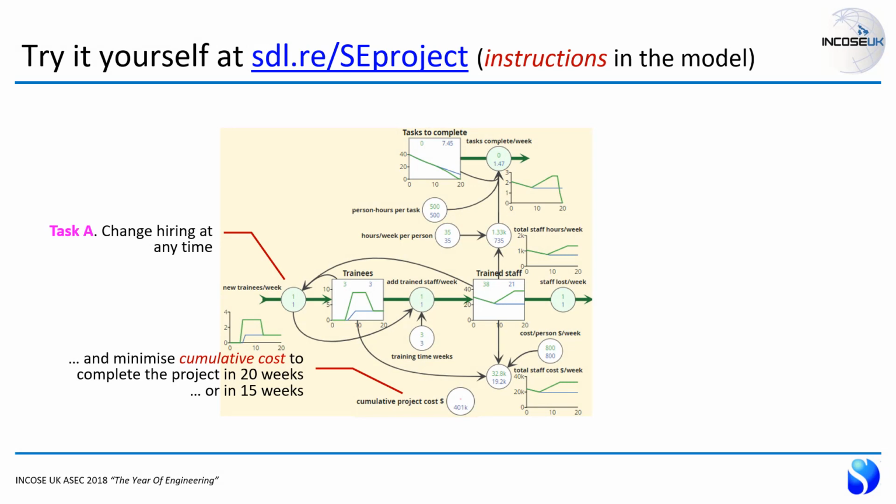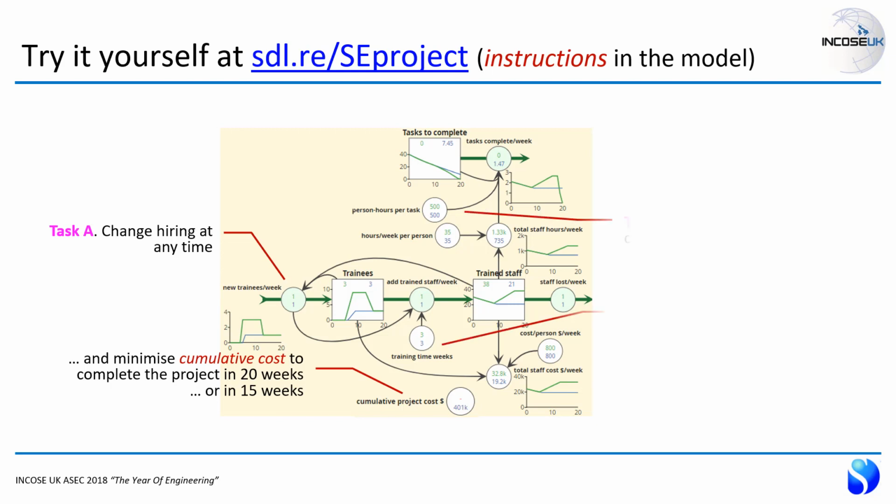We set two tasks. One is just run it as it is and change the hiring rate in order to complete the task in 20 weeks, but at minimum cumulative cost. So we're tracking the cost of all the people that we've got employed here, including trainees who cost us money but don't contribute to getting the work done. Or see if you can finish it in 15 weeks, and how many people do you have to take on, and what's that going to cost you?